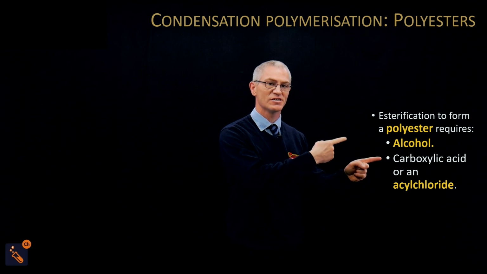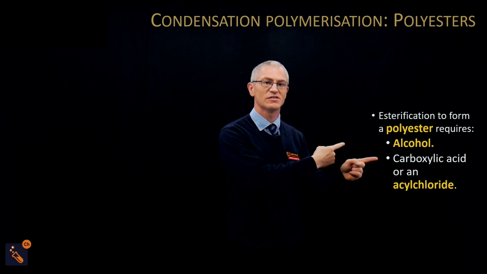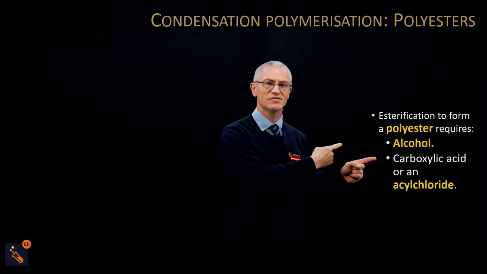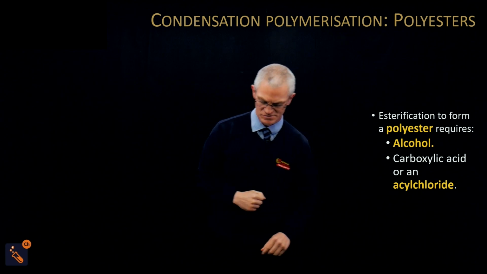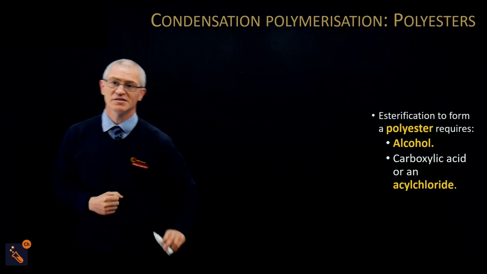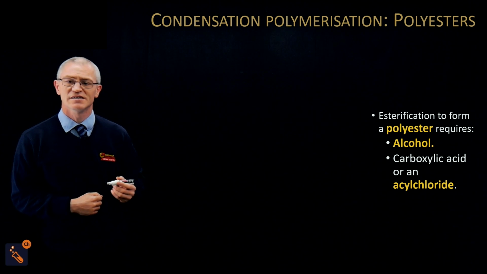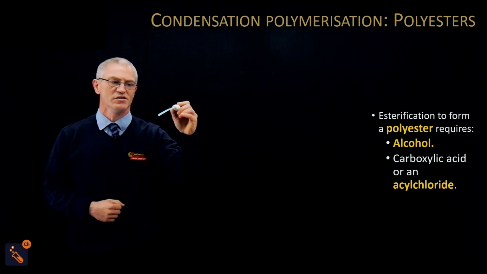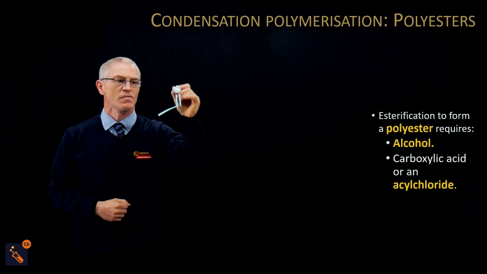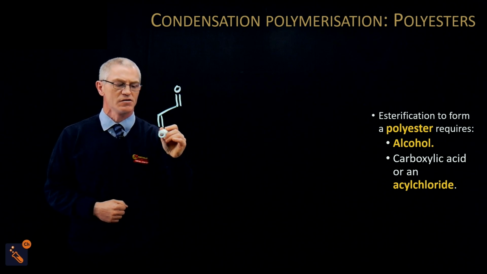So we did it with the carboxylic acid, we did a diol, and we did the dicarboxylic acid. This time we're going to do the diol again, but we're going to do it with a diacyl chloride. So the diacyl chloride that we're going to use is diethanol chloride. So diethanol chloride looks like this.